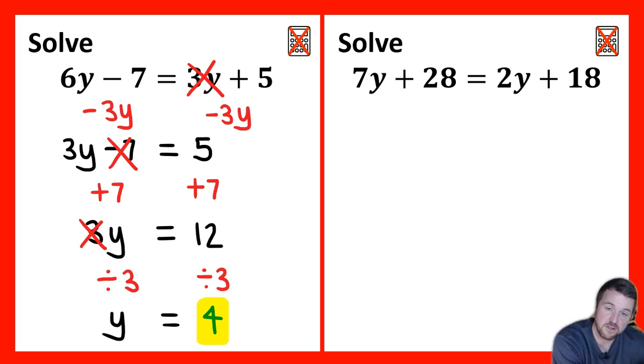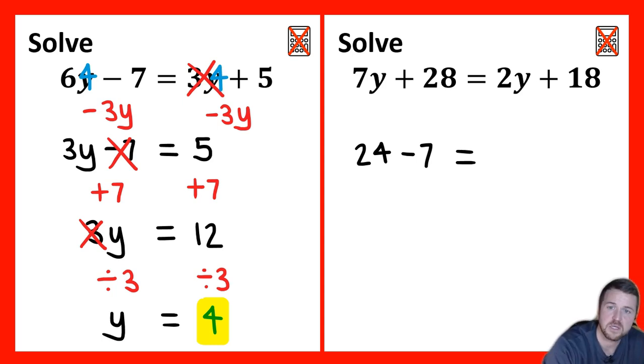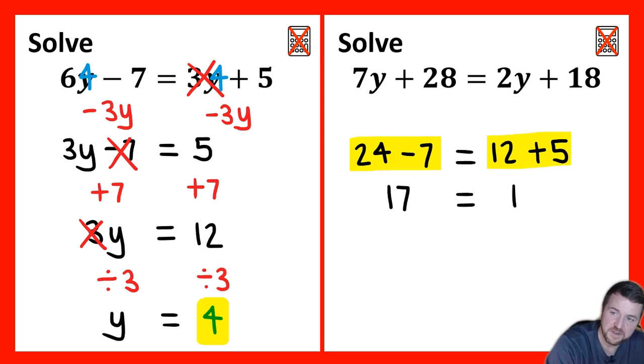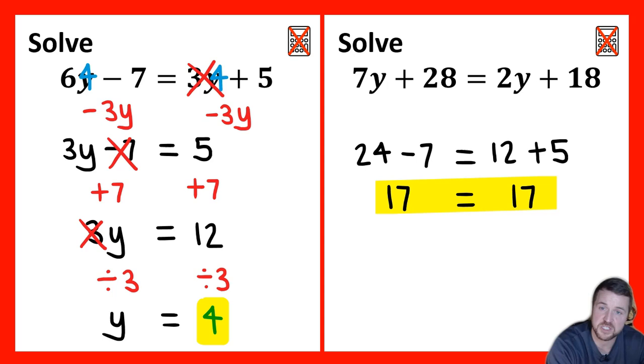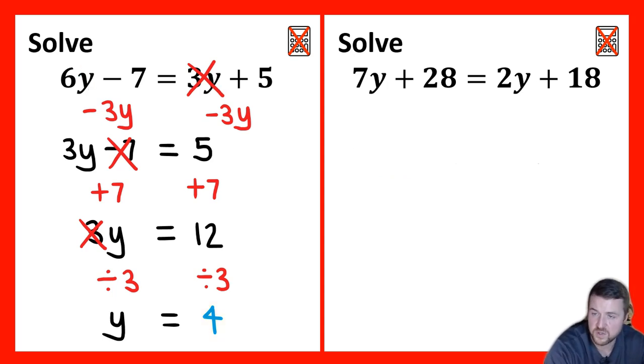You can substitute your value for y, which is 4, back into the original equation to see if it holds true where the left-hand side is equal to the right-hand side. Substituting 4 for y on the left-hand side will give me 6 lots of 4, which is 24, minus 7, and substituting 4 for y on the right-hand side will give me 3 lots of 4, which is 12, plus 5. Simplifying the left-hand side and the right-hand side gives me 17 on the left and 17 on the right. Therefore, I can see that this does hold true, and my value of 4 gives me 17 on the left-hand side, which is equal to 17 on the right-hand side. On to the next question.